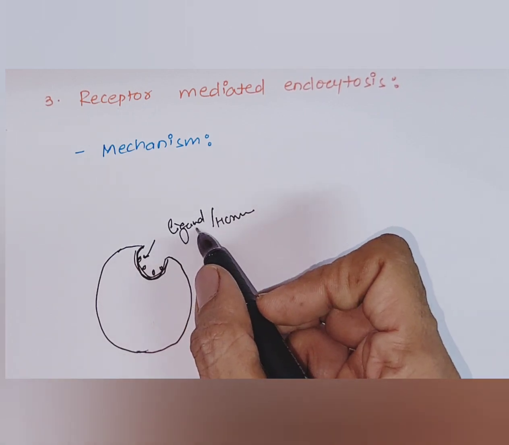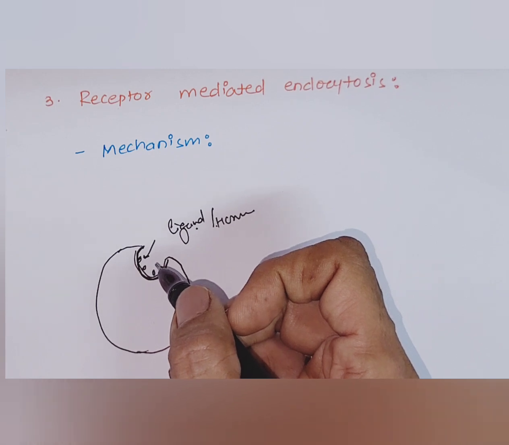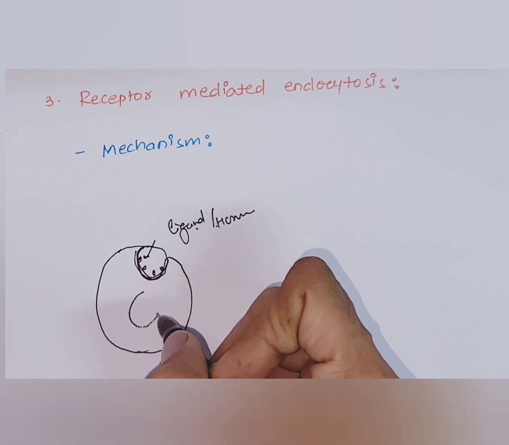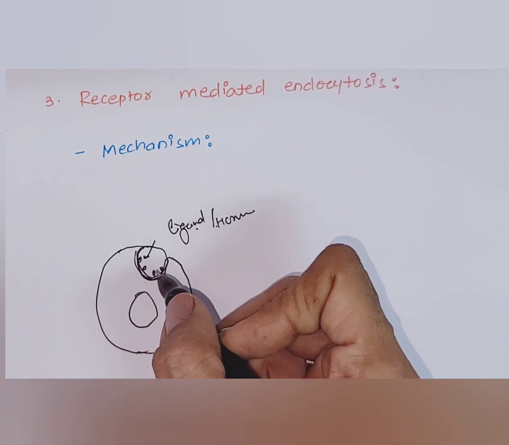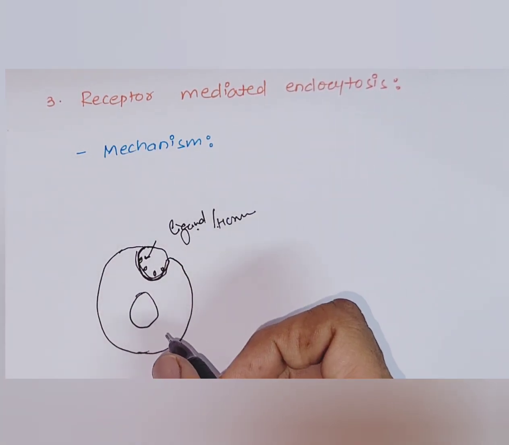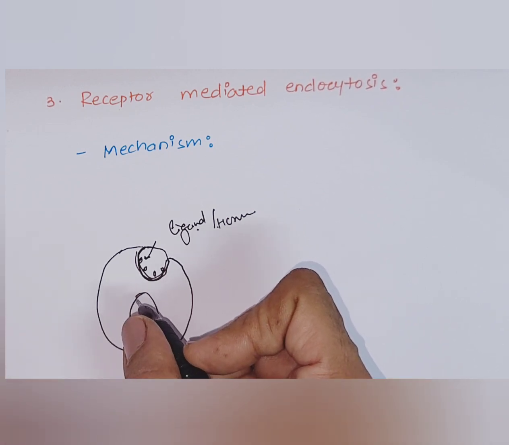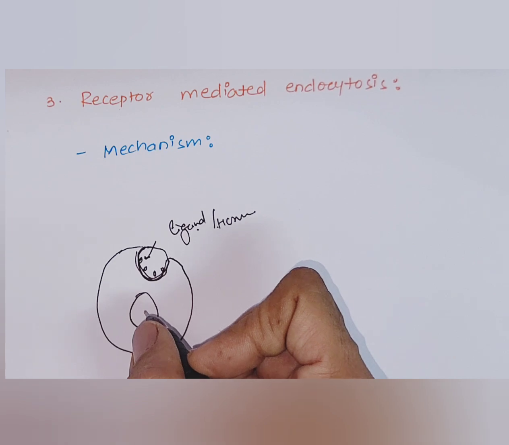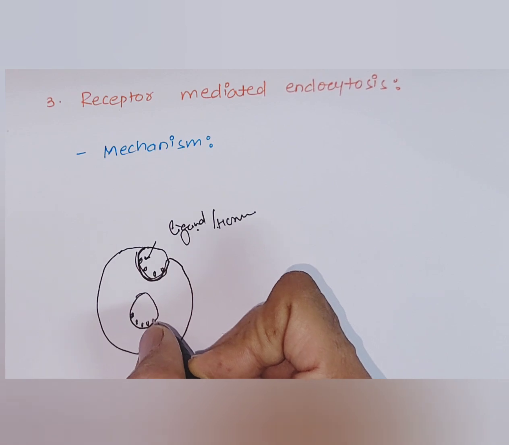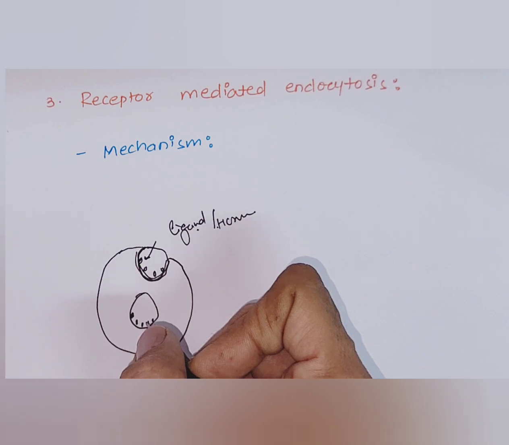Now what happens when the ligand or the hormone binds with these receptors? After binding, this pit is detached from the cell membrane, along with the receptor, the ligand and the substance. What happens next? The pit is detached from the cell membrane and there is formation of a vesicle. This vesicle is again known as an endosome, and this endosome enters inside the cell. Here the only difference is that we have these receptors. Again lysosomal enzymes digest this endosome. So this is receptor mediated endocytosis.